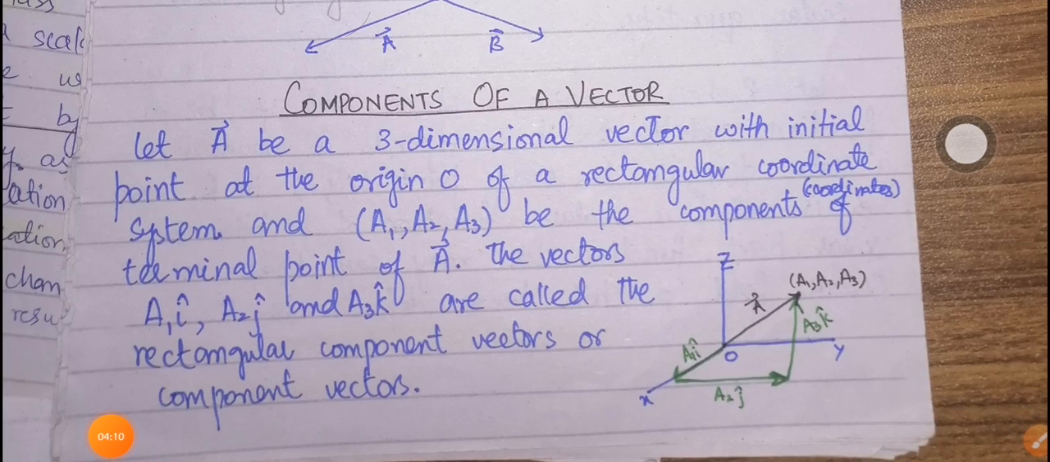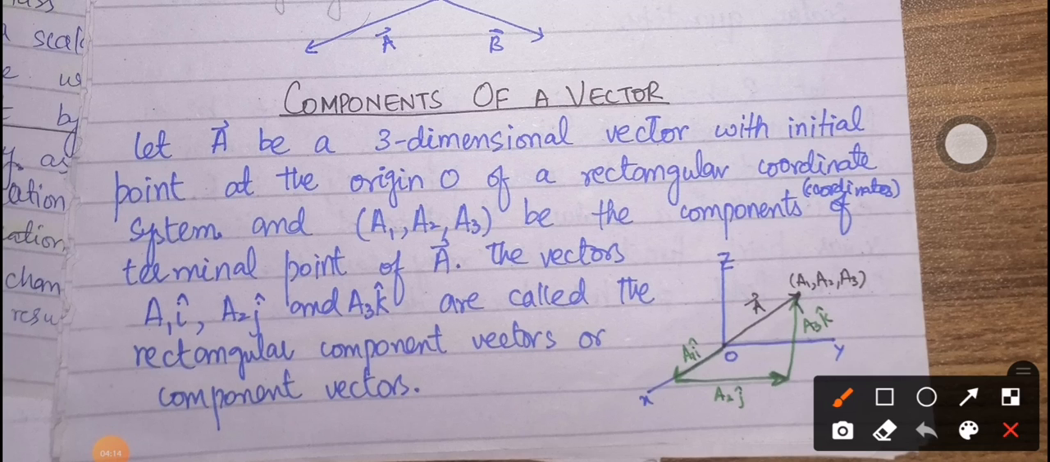Next, we have components of a vector. Let A be a three-dimensional vector. Three-dimensional vector means it is going to have three components, with initial point at the origin of the rectangular coordinate system. Let's suppose here A is the point, and A1, A2 and A3 are the components of the vector. Components are also named as the coordinates of the point corresponding to the terminal point of the vector A. The vector is A1 i cap, A2 j cap and A3 k cap.